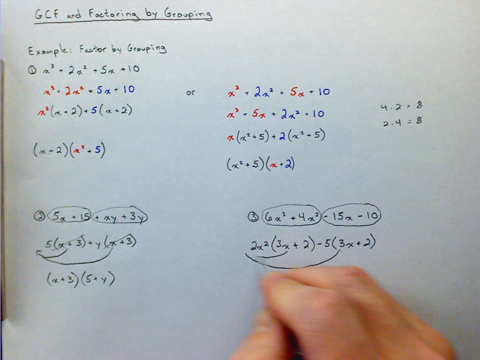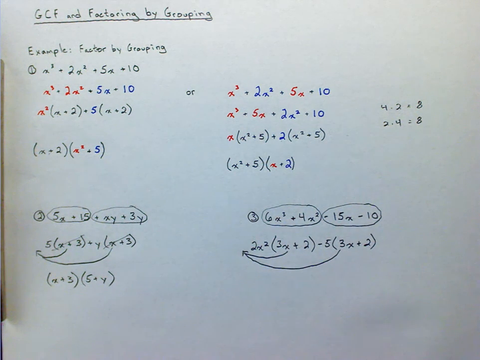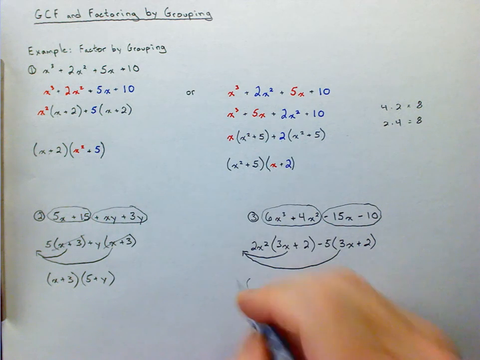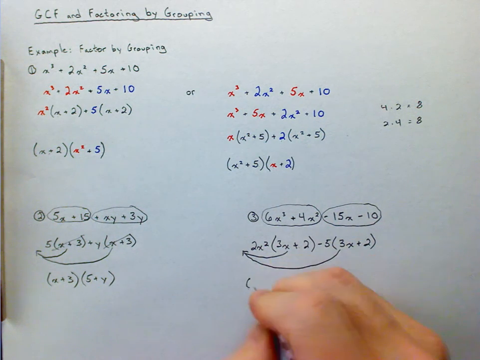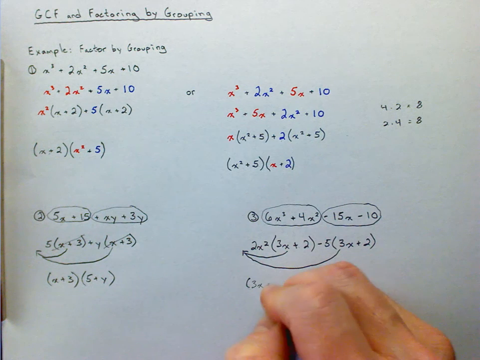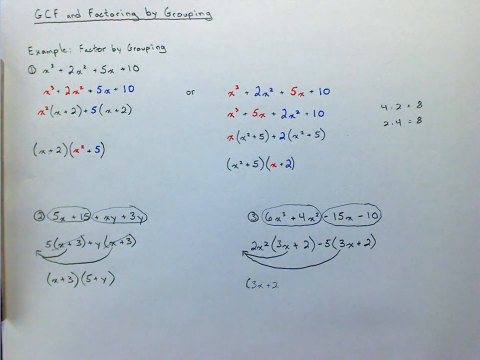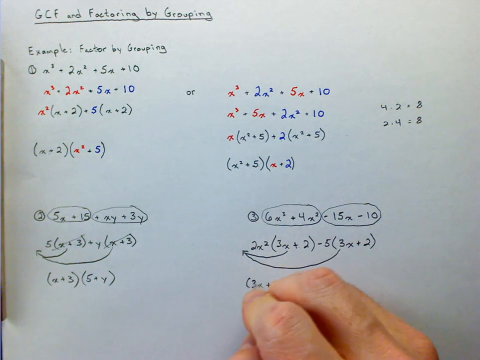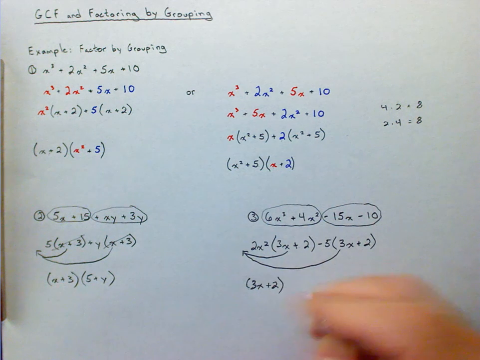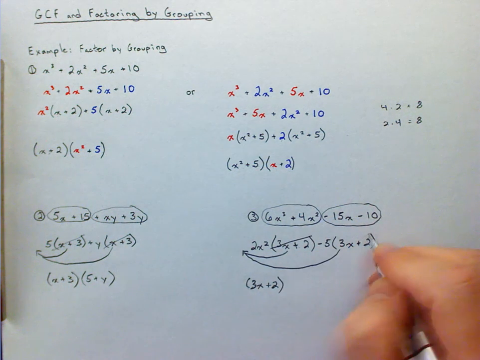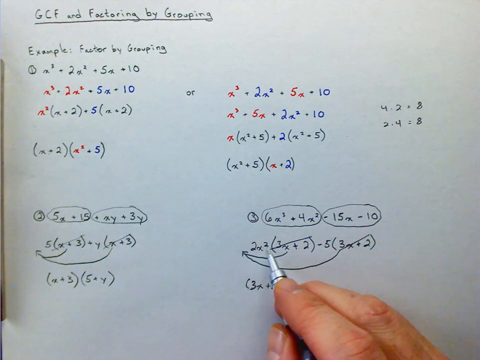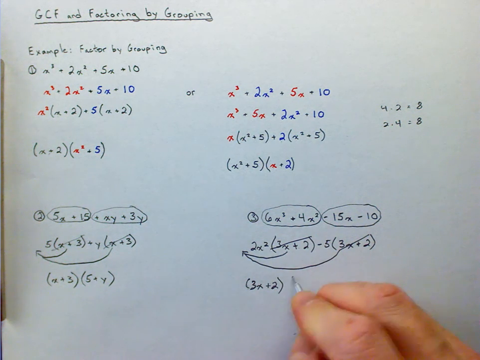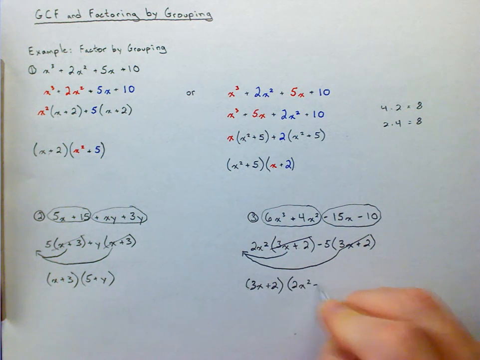I can factor those two out, pull them out, so that gives me 3x plus 2. And see, they're gone now. I've pulled them out, so what's left? 2x squared minus 5.